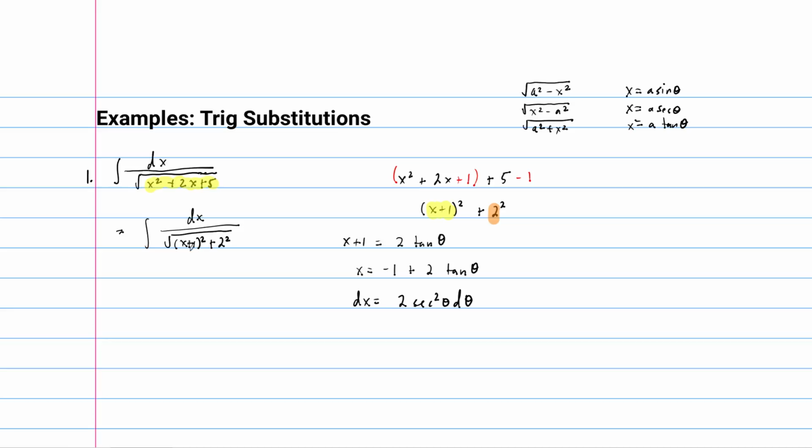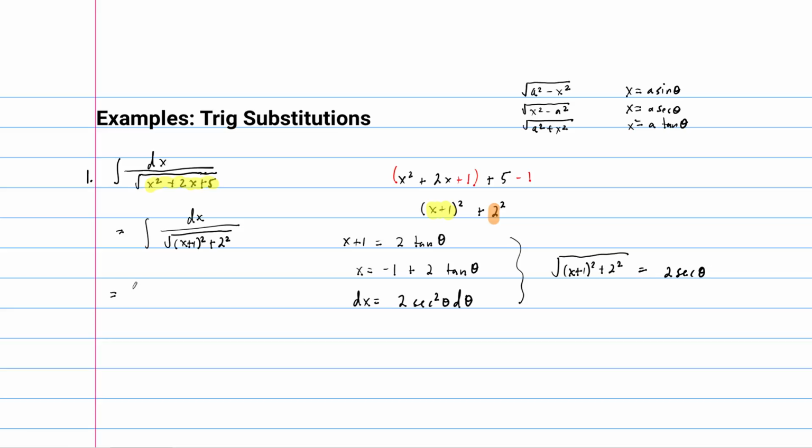And by the way, the whole reason for doing this is to get rid of that square root, right? So the square rooted part, the x plus 1 squared plus 2 squared, that's going to become 2 times secant theta. All right, and you can check that. So this will be tangent squared, so 2 squared tangent squared, 4 tangent squared plus 4. That's just 2 comes out from the 4, and you're left with a secant theta.